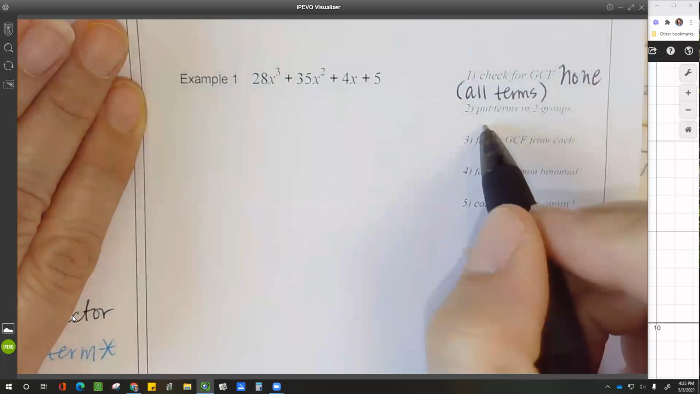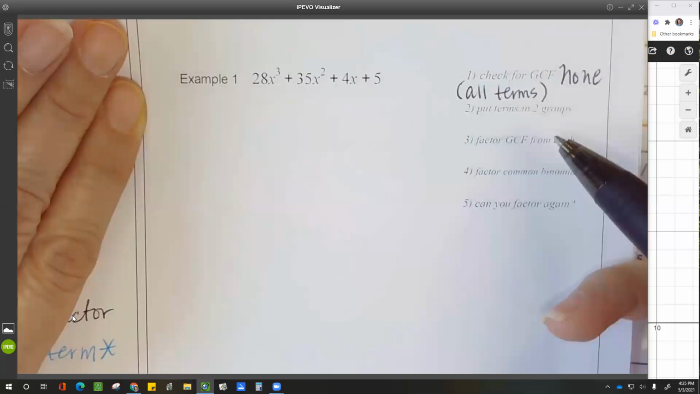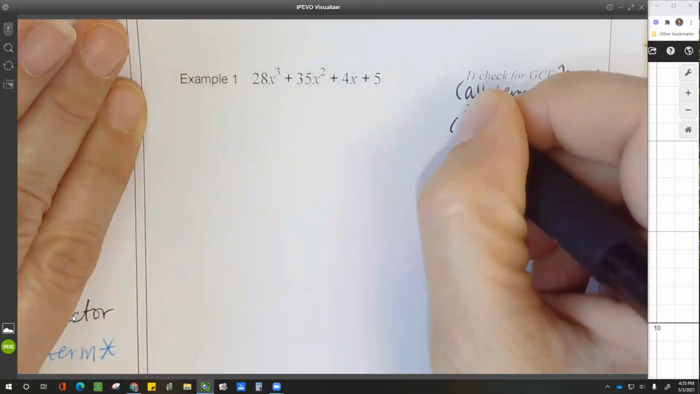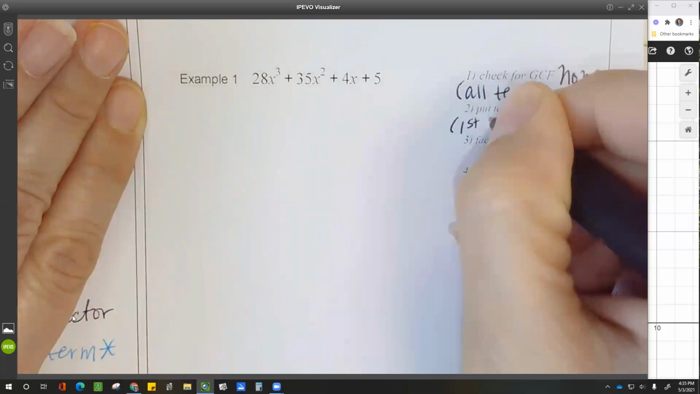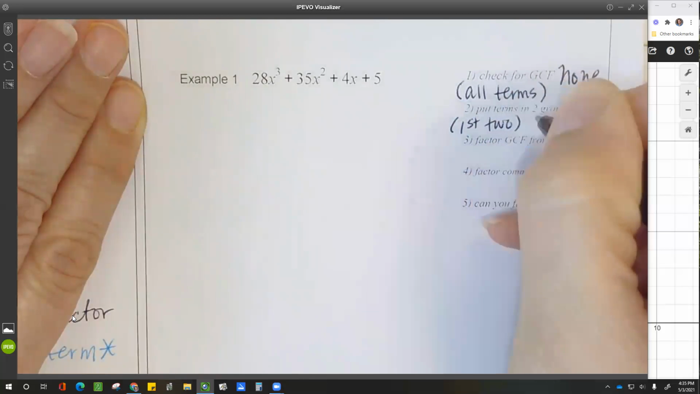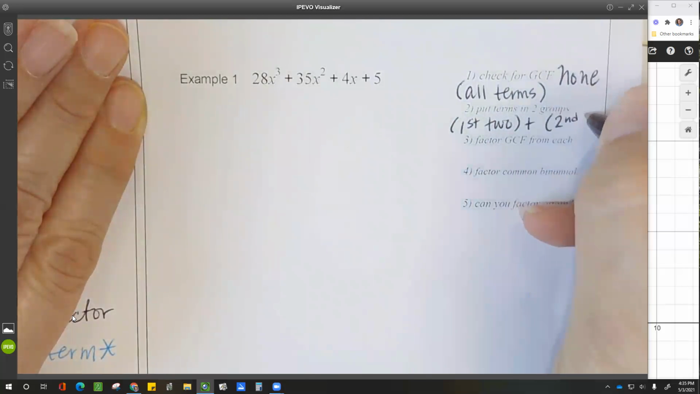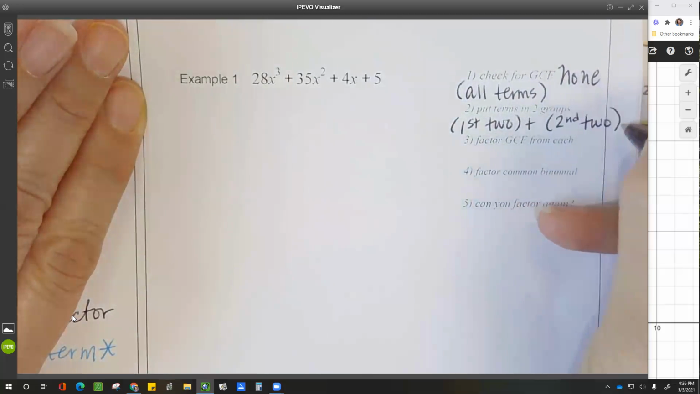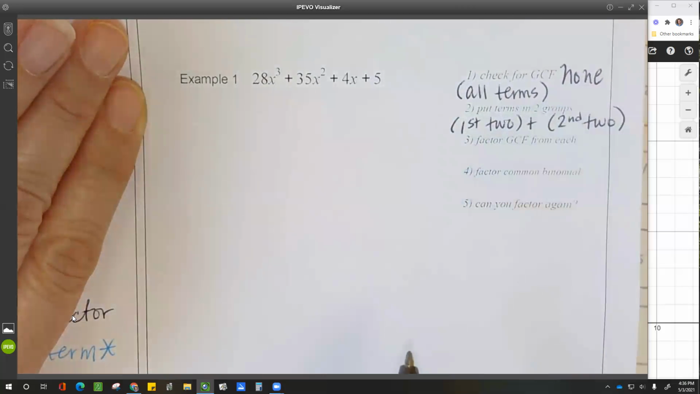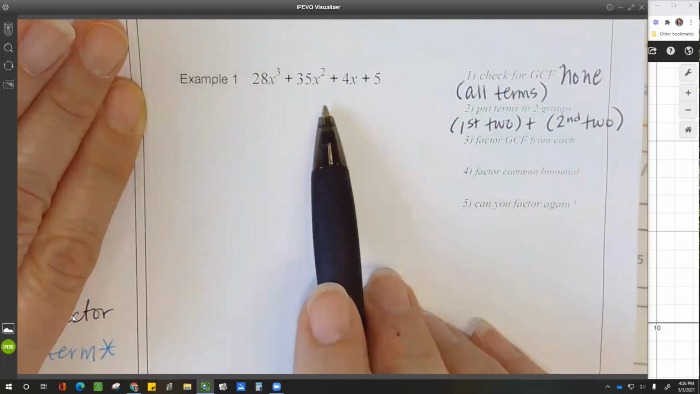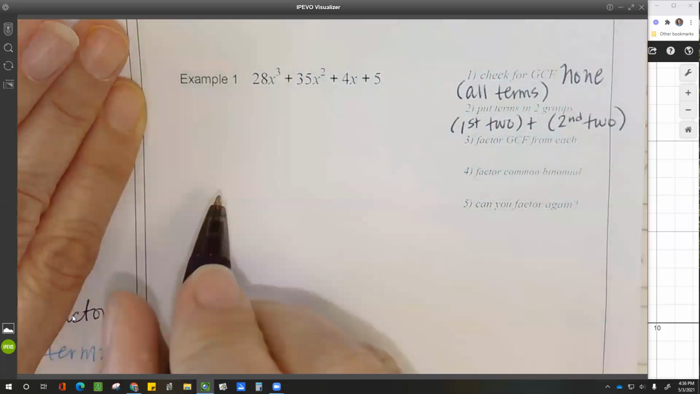And next, I put the terms in 2 groups. For the problems that I give you, you will be able to factor them if you do first two terms plus second two terms. So that's how we'll plan that. You can also rearrange them a different way if there's a pattern that you notice, but it'll always work if you do first two.